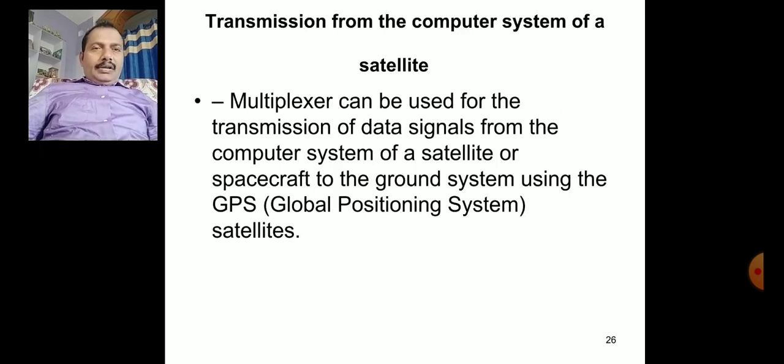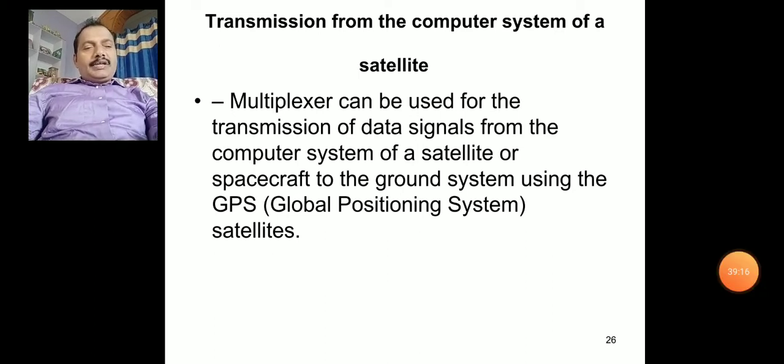Next, transmission from the computer system of a satellite. Multiplexer can be used for the transmission of data signals from the computer system of a satellite or a spacecraft to the ground using the GPS satellites, Global Positioning System satellites. So these are the multiplexer advantages.